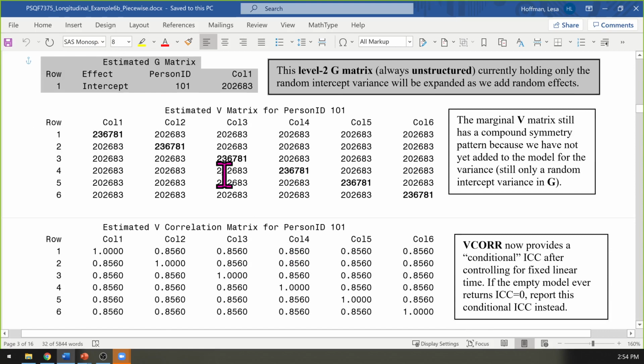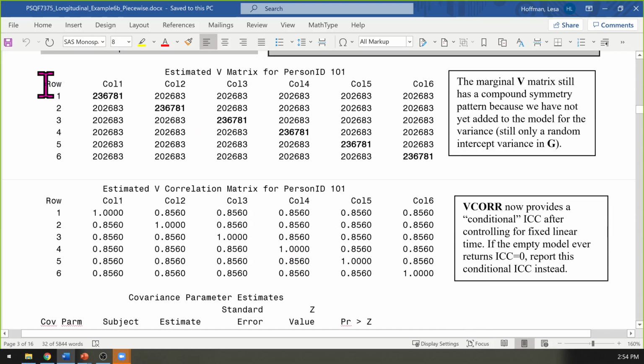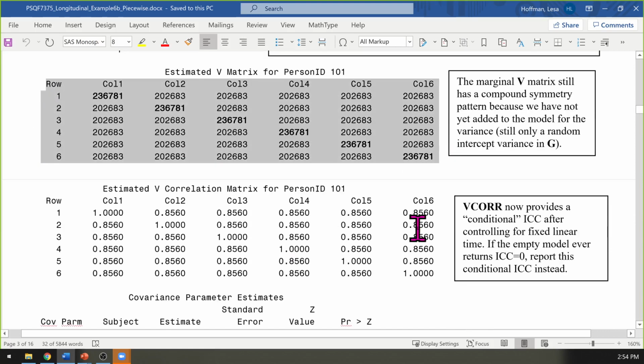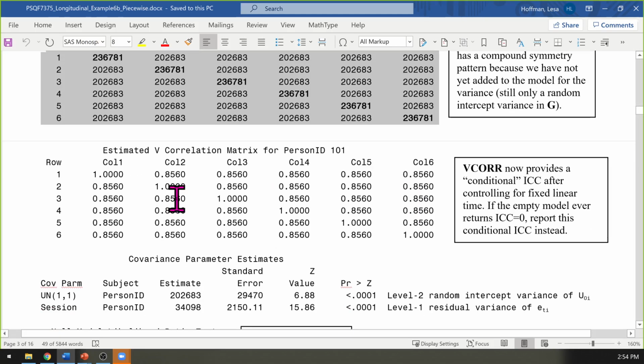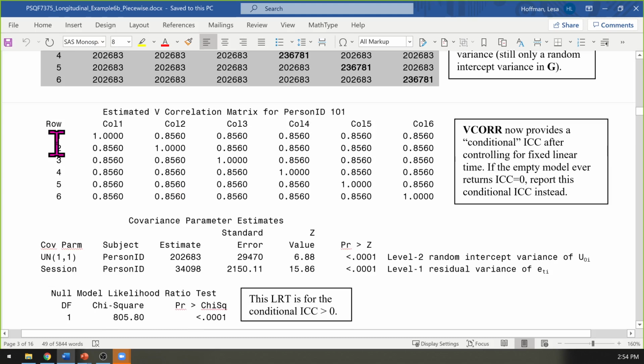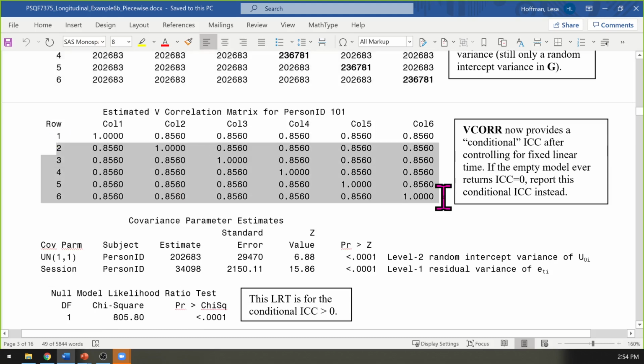Here's my V put back together again. The diagonal of V is the total variance at each occasion, that the model says is the same. This is a compound symmetry model so far. Correlation across occasions is the same. I would call this an intraclass correlation, but it's a conditional intraclass correlation after controlling for which occasion is which.